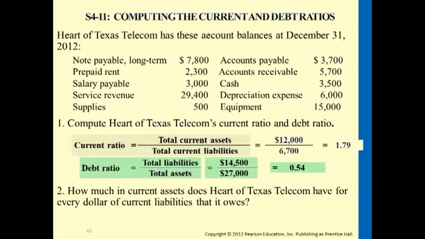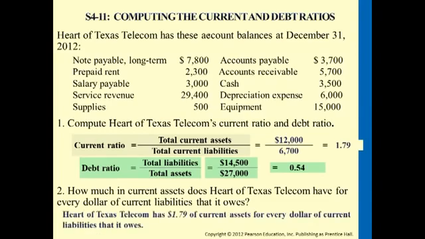For debt ratio, $14,500 over $27,000, and the rule of thumb is about 0.6. Right? So anything below 0.6 is considered pretty well as well. It means you have enough total asset to cover total debt. So both of these ratios will tell you that the sign is pretty well in terms of financial position, paying off current liabilities and long-term liabilities.